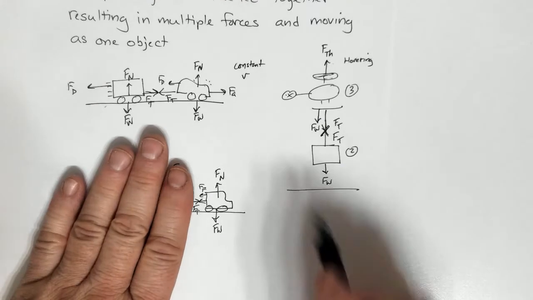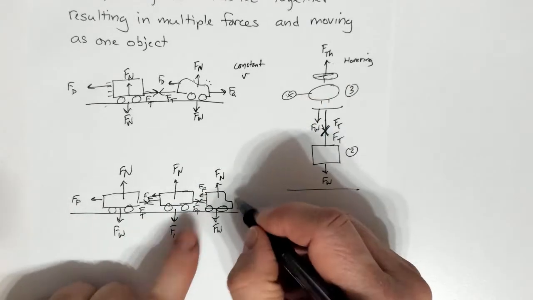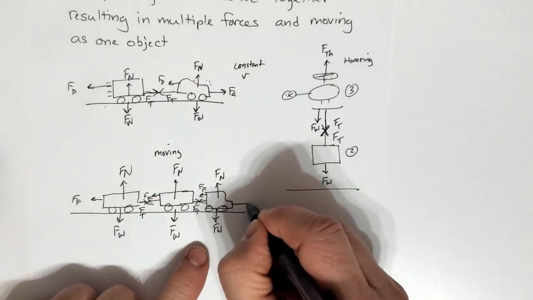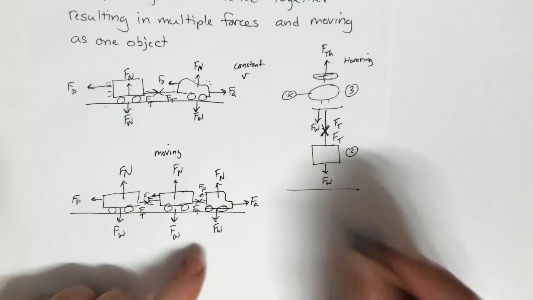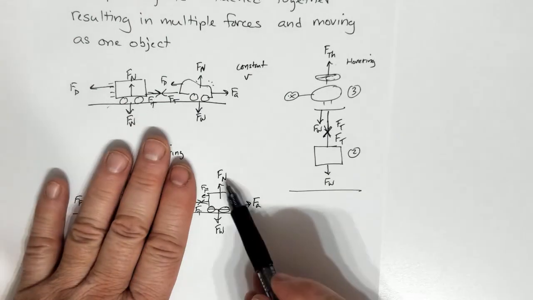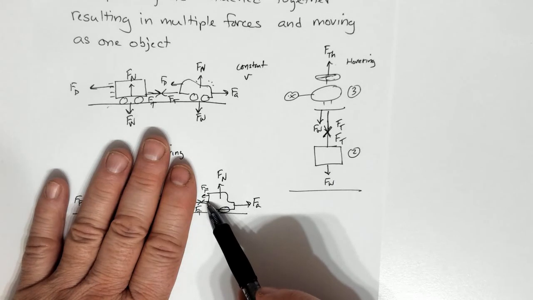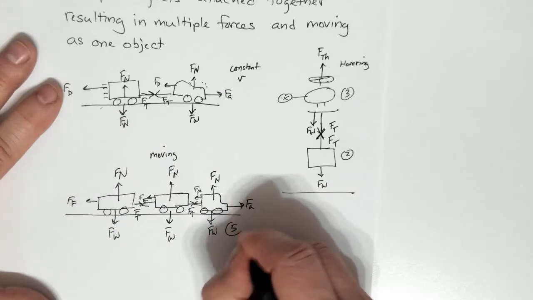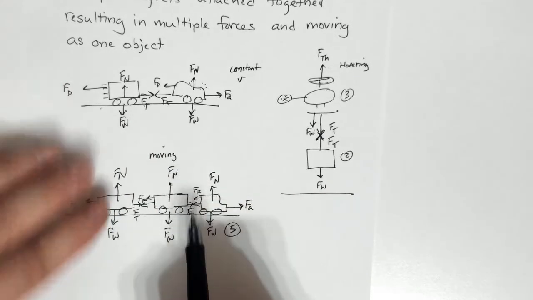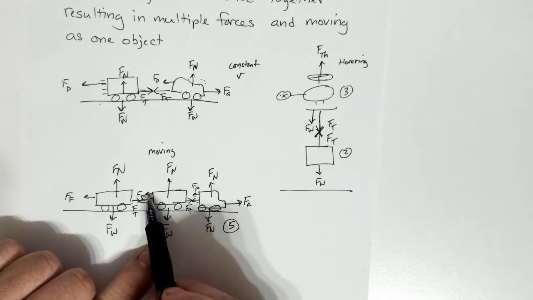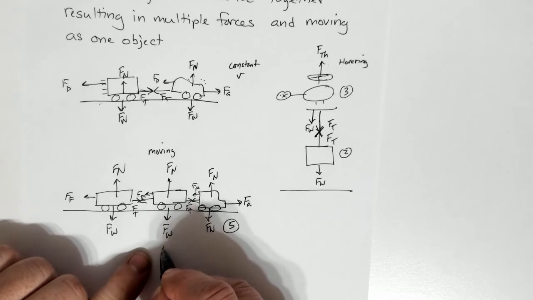So if I looked at the first car, I know that the truck, if it's moving at constant speed, would have an applied force. So I would have 1, 2, 3, 4, and the tension would be 5. So this one would have 5 forces. This one would have a force of tension, 1, 2, 3, force of drag, 4, 5. This one would have 5.